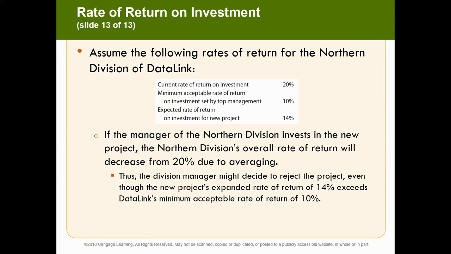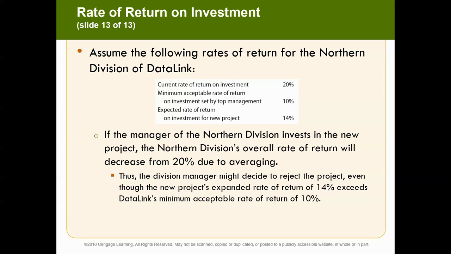Very good. Okay, so let's go through the example. If the manager of the Northern Division invests in a new project, the Northern Division's overall rate of return will decrease from 20% due to averaging. Okay, let's talk about averaging. So if, let's say, I go with a new investment, or the new product line or the new machinery, based on an average, let's say my current investment, I'm at 20%, and the new investment, I think, will only yield me 14%. If I average those two together, clearly my overall rate of return will decrease, right? We're looking at probably about 16.5%, thereabouts.